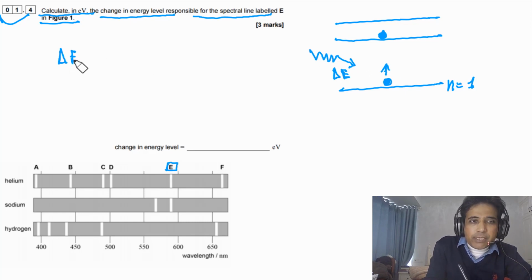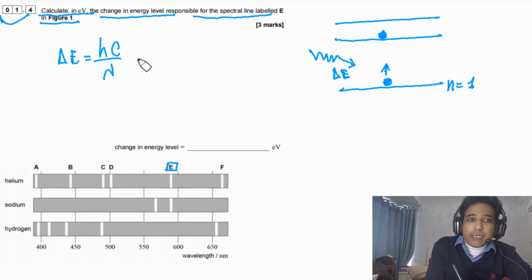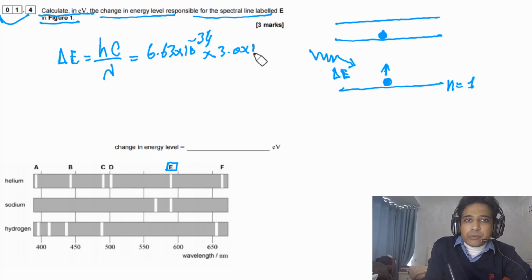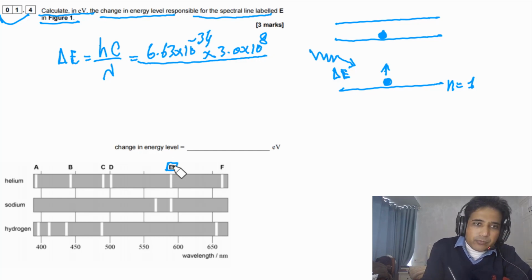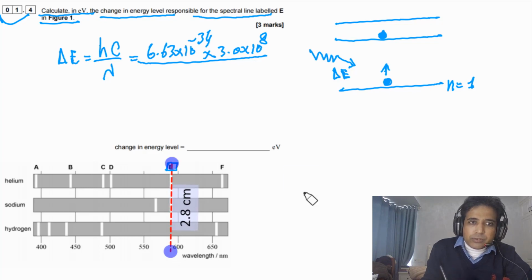In order to calculate the energy of this absorbed photon, we can simply use hc over lambda. We need to calculate delta E in this case. h is equal to 6.63 times 10 to the minus 34 joule seconds, and c is a constant, 3.0 times 10 to the 8. So the value of lambda we need to find out. To find the value of lambda, we can draw this dotted line here.